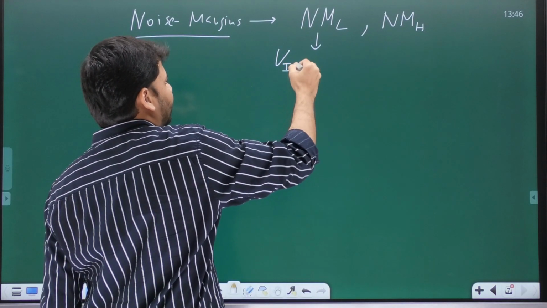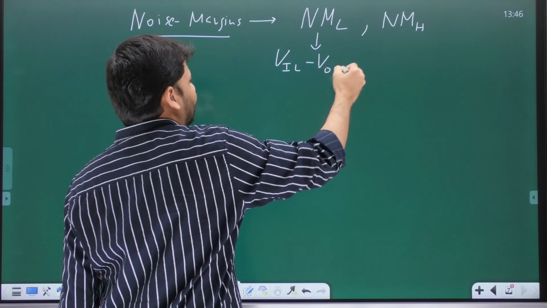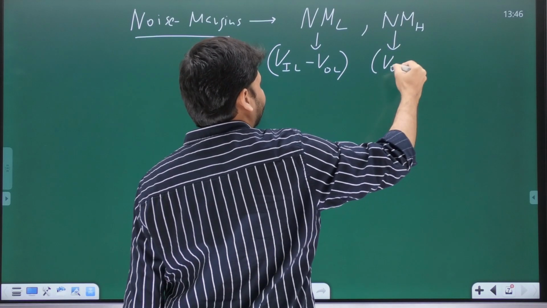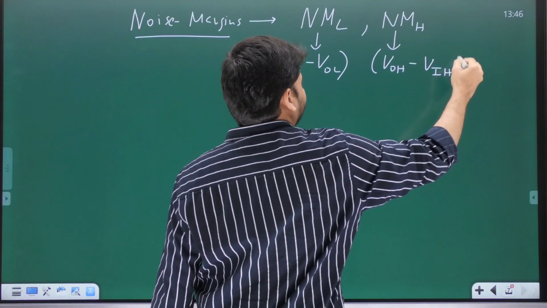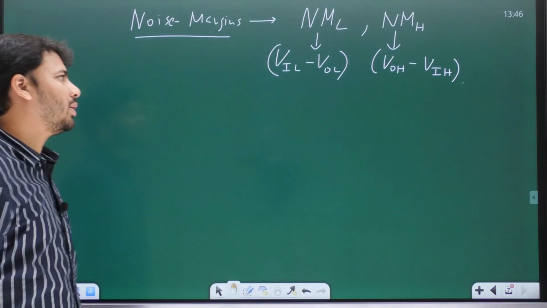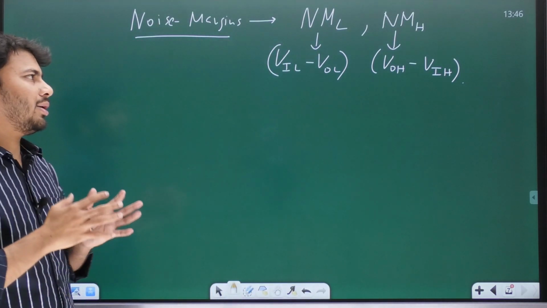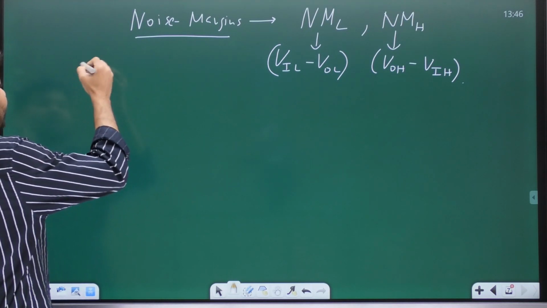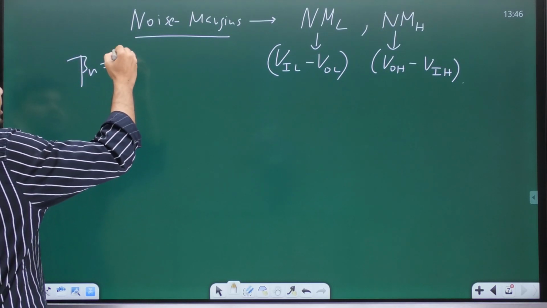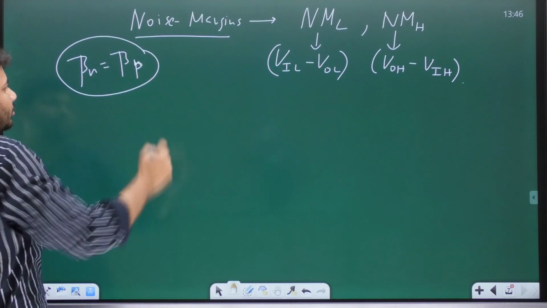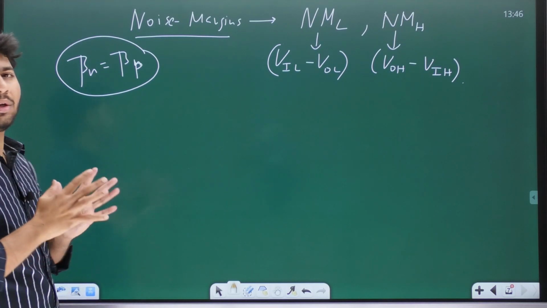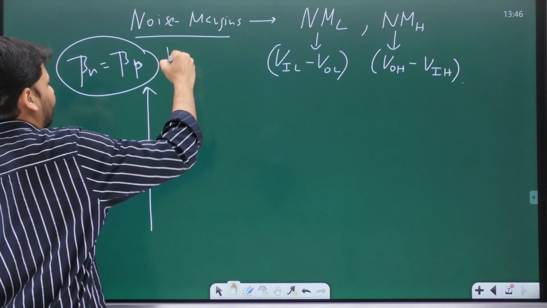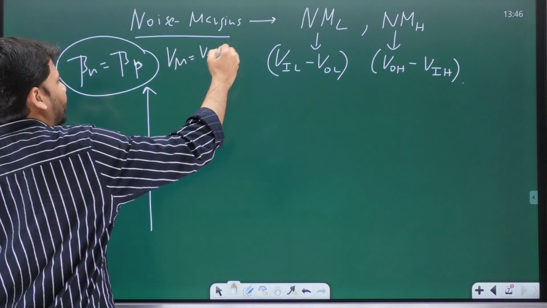NML is VIL minus VOL, if I'm not wrong. NMH will be equal to VOH minus VIH. So NML is the noise margin for low input, and NMH is the noise margin for high input. Once again, let us say initially beta n equals beta p. That means in the CMOS inverter, both the transistors are matched. And if they are matched, what is the switching threshold? Will it not be VD by 2?